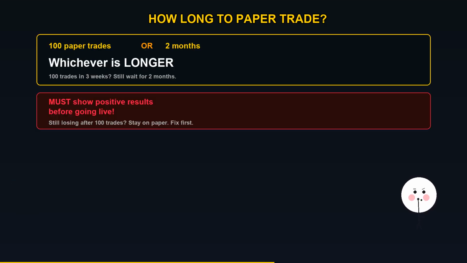How long should you paper trade? The rule is simple. Minimum 100 paper trades or 2 months, whichever is longer. If you make 100 trades in 3 weeks, you still wait for 2 months. If 2 months pass and you have only done 60 trades, you keep going until 100. And there is one more condition. You must show positive results before going live. If after 100 trades and 2 months you are still losing, you stay on paper. Fix the strategy first, then go live.